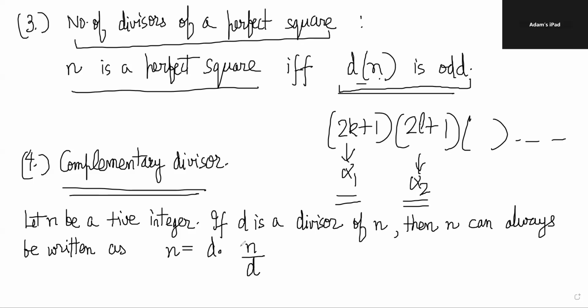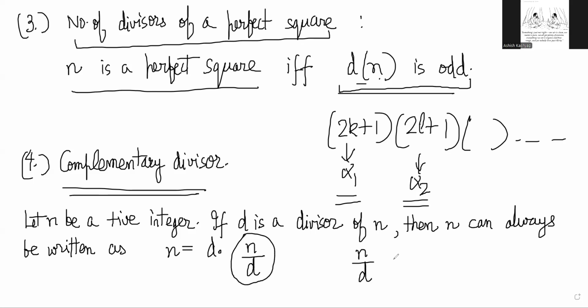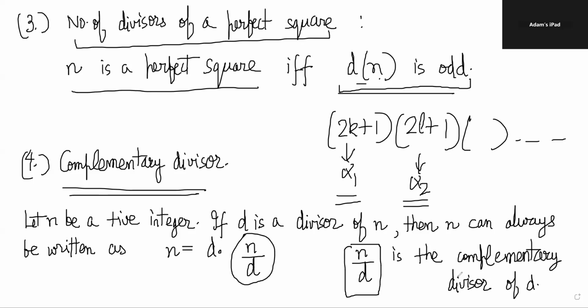So n by d is like a complementary divisor of d. No matter what divisor d you talk about, there is a complementary divisor n by d of it. So divisors you can group in pairs like that, right? I hope you're understanding. Okay, so theory wise, there is not much else. What we want to do is apply these three, four things in problems and learn how we can do that.